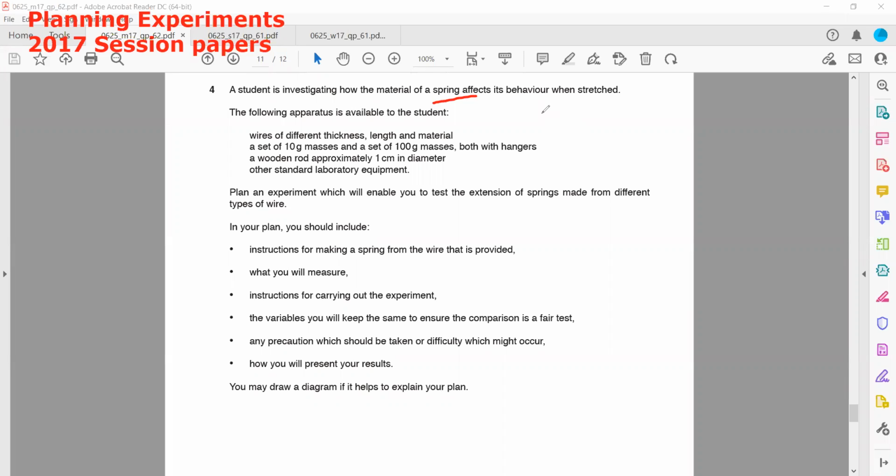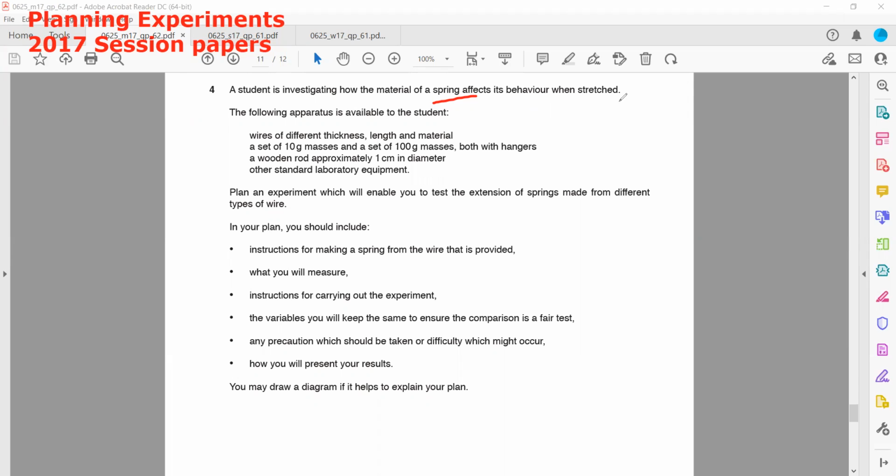Student is having wires of different thickness, length, and a material. A set of 10-gram masses and a set of 100-gram masses, both with hangers or hook is there. A wooden rod approximately 1 centimeter diameter, and other standard lab equipment. Plan an experiment which enable you to test the extension of a spring made from different types of wires.